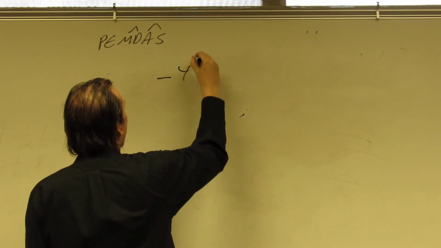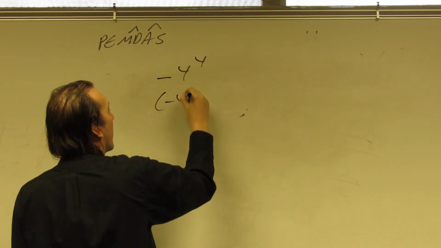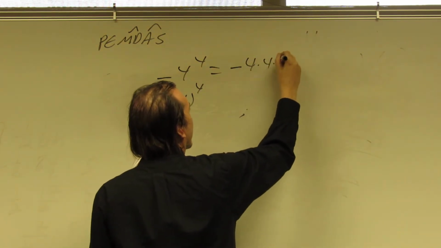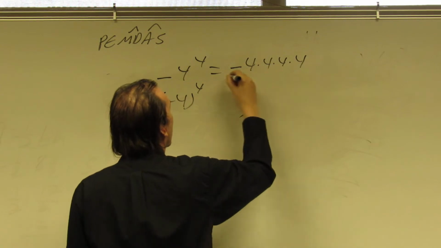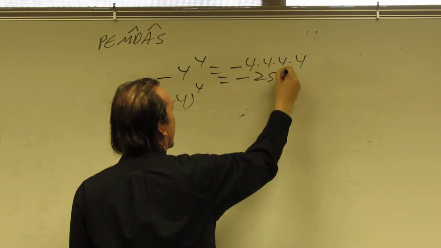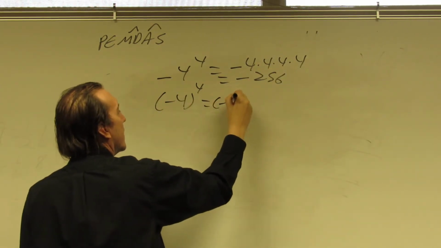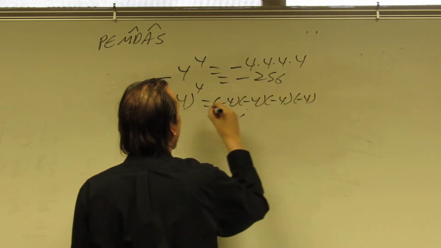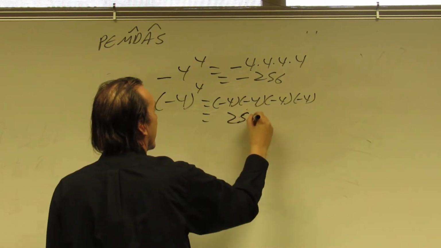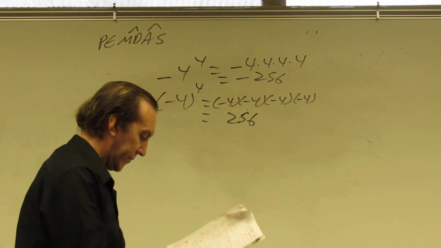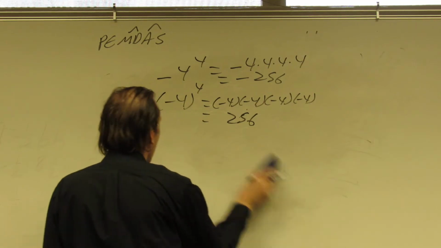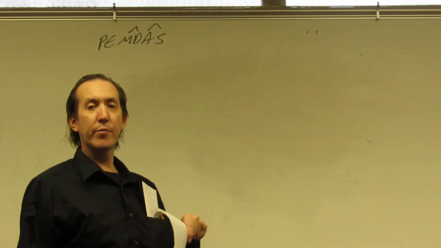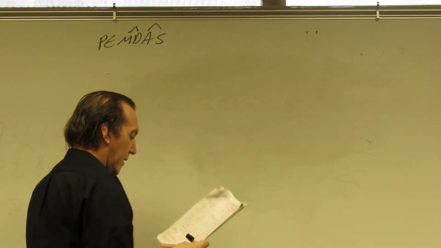Then let's say we have negative 4 raised to the 4, or in parentheses negative 4 raised to the 4. This is negative 4 times 4 times 4 times 4, which equals negative 256. This one is negative 4 times negative 4 times negative 4 times negative 4 equals positive 256. Make sure you note the difference between if the negative is in the parentheses or it's not.